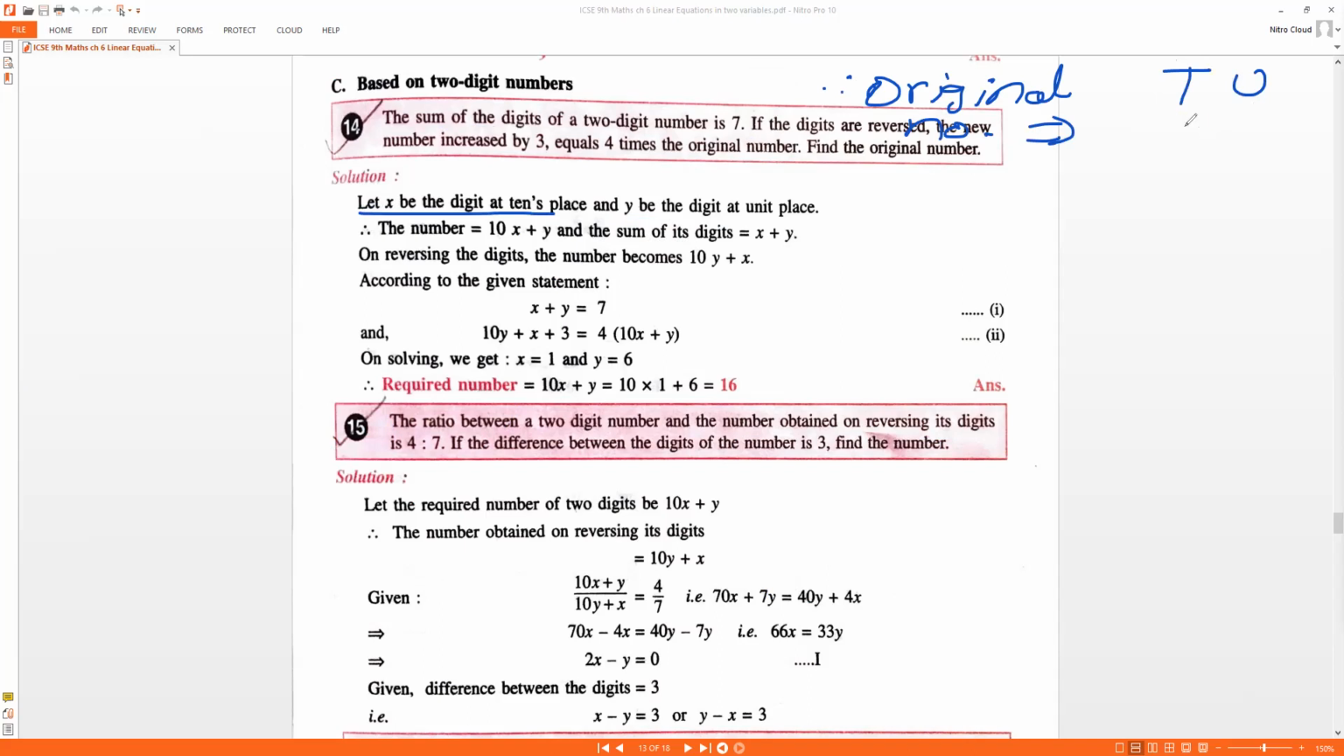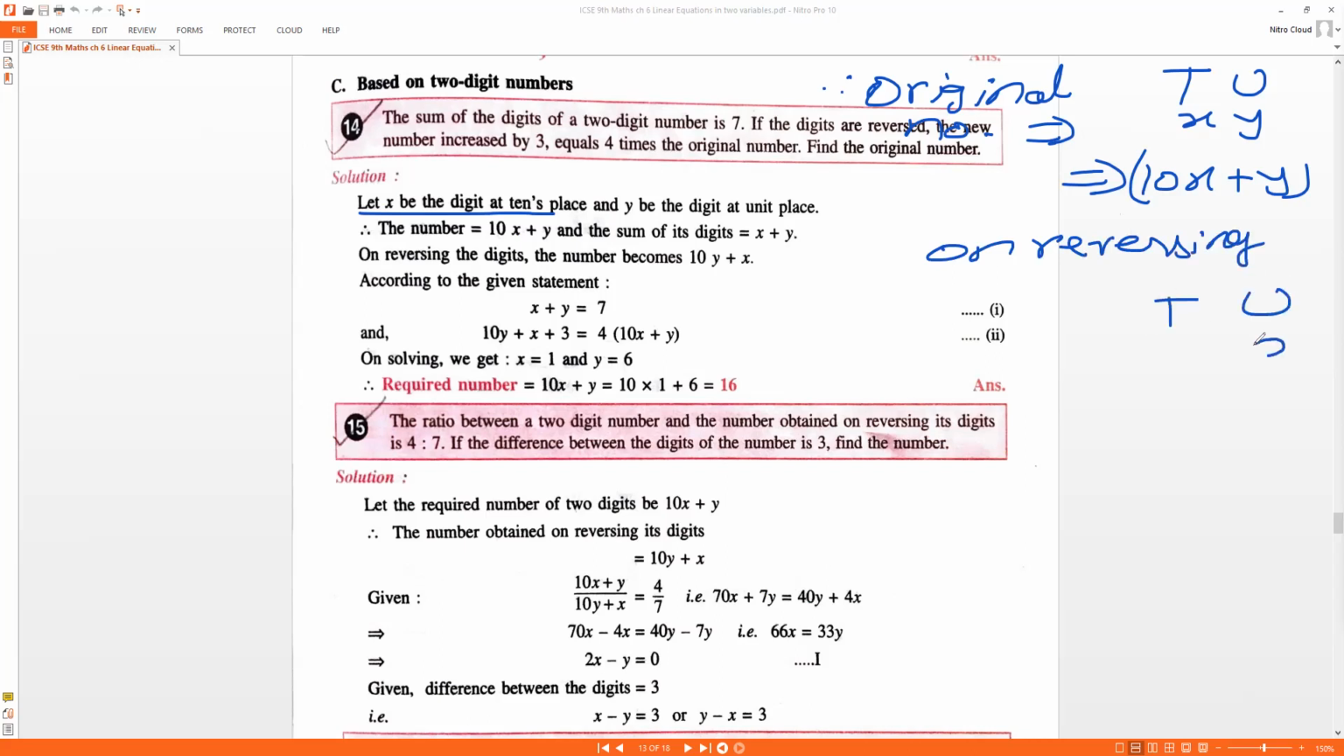We have written xy, right? So the original number will be what? 10x plus y. Do you understand? This is the original number. Is that clear? Okay. Now, on reversing, what do you get?